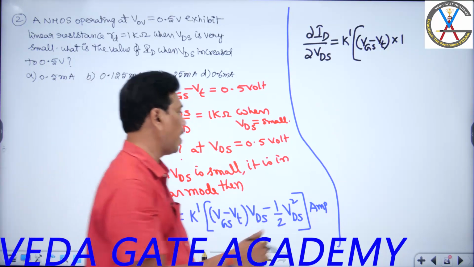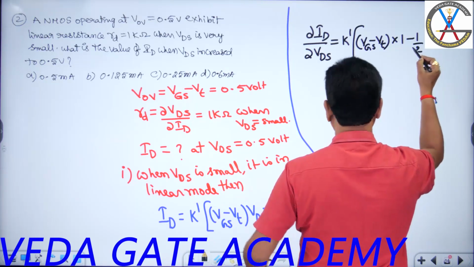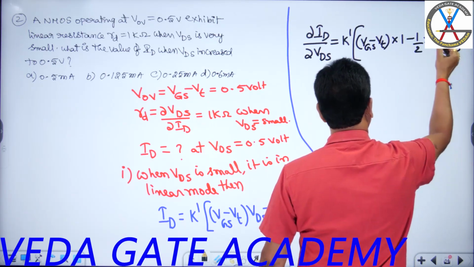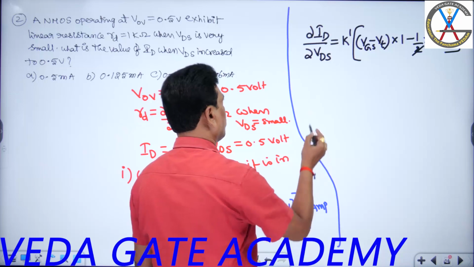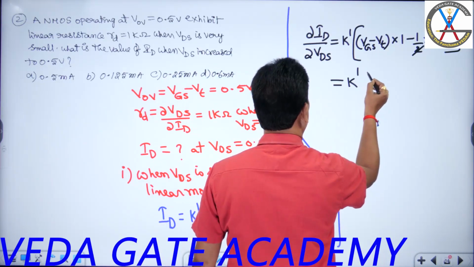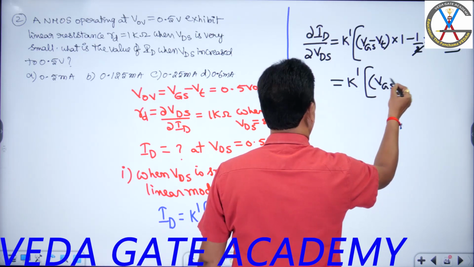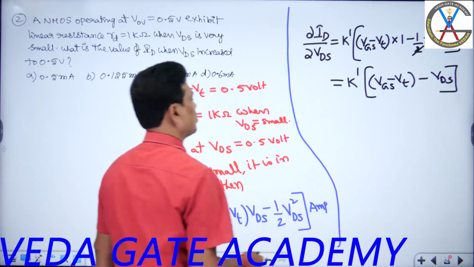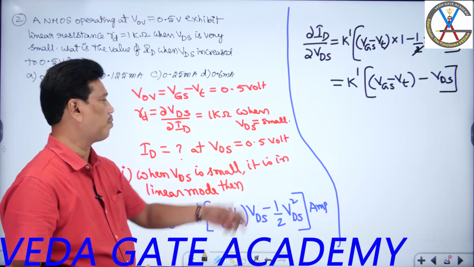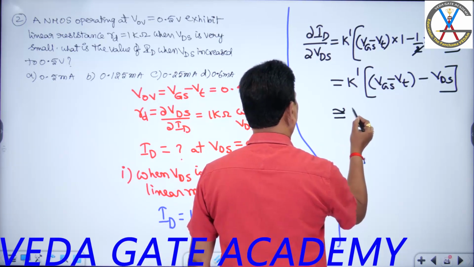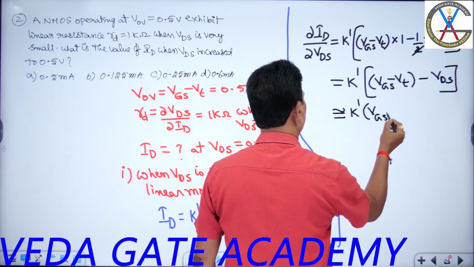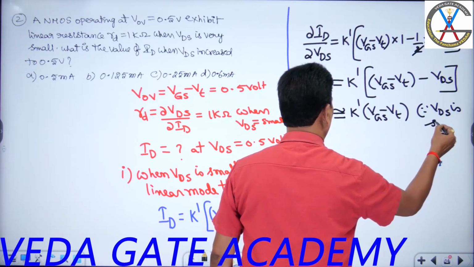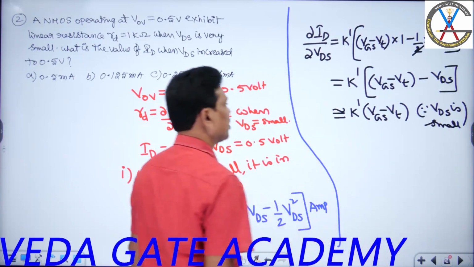Right? Next, minus 1 by 2. Differentiation of VDS square with respect to VDS means 2 VDS, students. So the 2 cancels out there. Then what comes here? K dash into VGS minus VT minus VDS. Already given VDS is small, students, so it is approximately equal to K dash into VGS minus VT, since VDS is negligible or small, so that it should be less as compared to VGS minus VT.